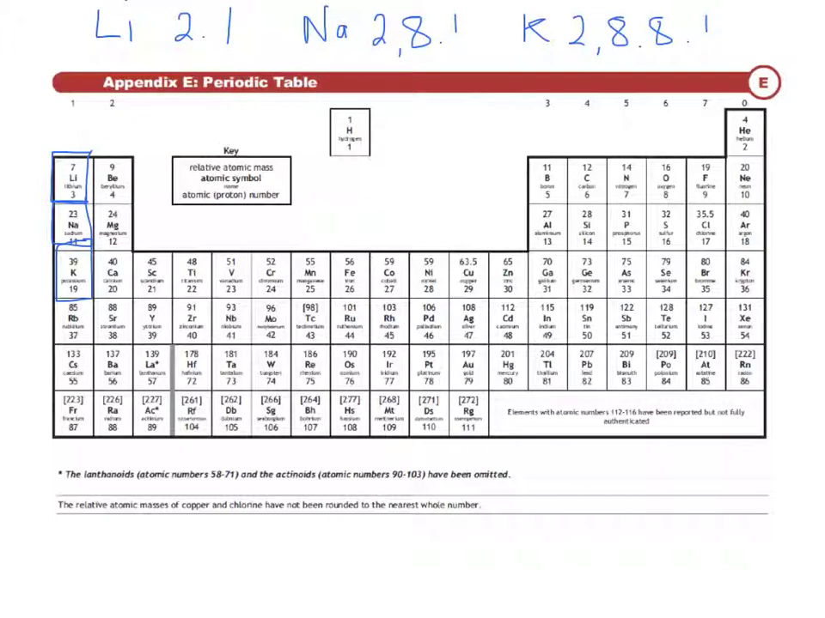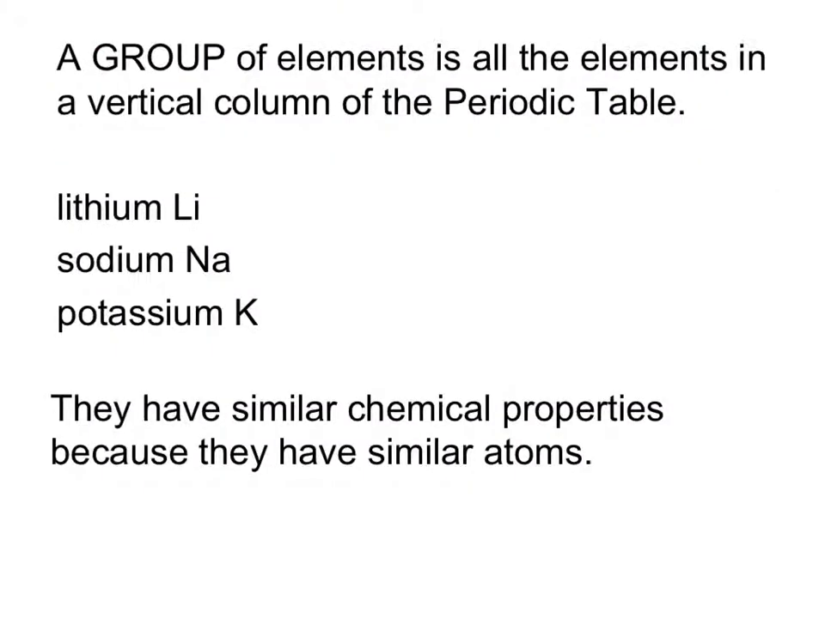As you can see, all three elements are in the same group of the periodic table. All three elements have 1 electron in their outer shell. A group of elements is all the elements in a vertical column of the periodic table, such as these three that I showed before. They've got very similar chemical properties because they've got similar atoms. So lithium, sodium and potassium, all having 1 electron in their outer shell, will all react in the same way because they all want to lose that 1 electron in their outer shell in order to get a stable arrangement of electrons.